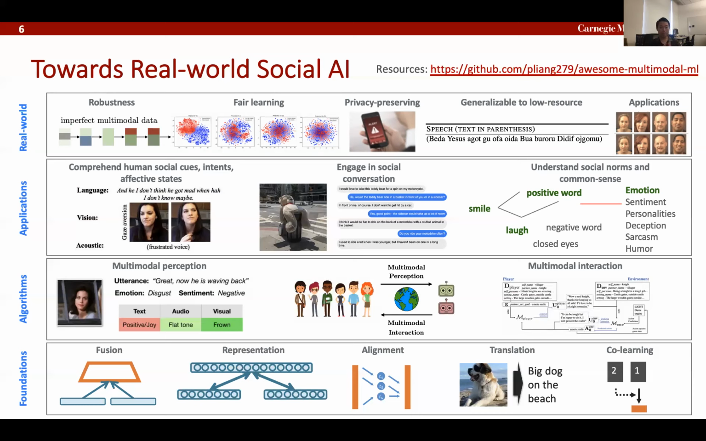Therefore, some of my work has focused on robustness, ensuring the robustness to often noisy and imperfect real-world multimodal data, fairness, because real-world data often contains undesirable stereotypical associations that can propagate negative generalizations about certain social groups, privacy, because real-world human-centric data often contains certain private, personal, and protected attributes, and it is therefore important to ensure privacy in these large-scale settings. Generalizability, because real-world data often includes low-resource speech, languages, and images, and therefore it is important to ensure accessibility to different demographics. And finally, getting these methods to work in real-world applications, such as healthcare and education.